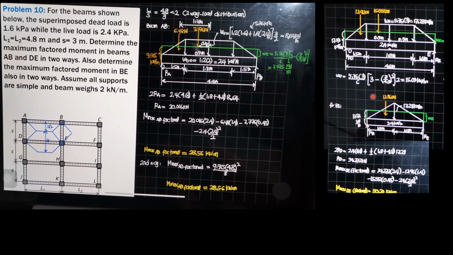2RD is equal to 2.4 times 4.8 plus area of the trapezoid, 1/2 quantity 1.8 plus 4.8, then intensity of the loading 17.28, so you'll get 34.272 kilonewtons. Then the maximum moment in DE, factored moment in DE, is the moment at the center, which is equal to RD, 34.272, moment arm half of 4.8, 2.4, minus 12.96.